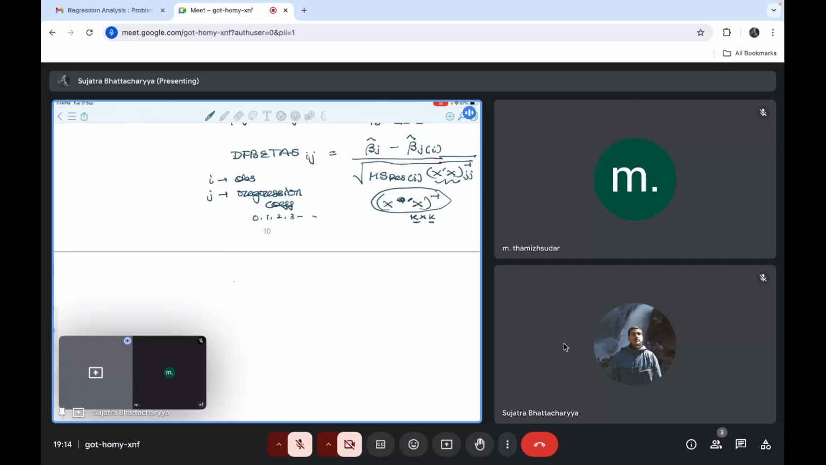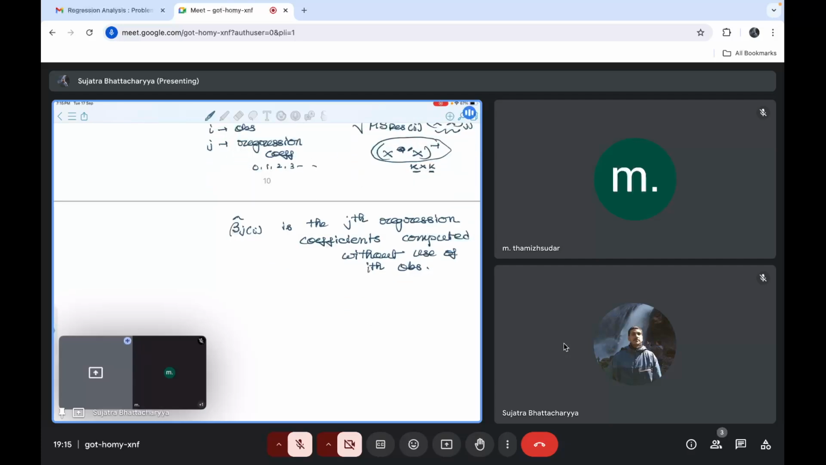Where, let me write completely, beta j of i, this symbol is the jth regression coefficient. Remember, regression coefficient, don't use only beta 1, beta 2, because beta 0 is also there. The coefficient computed without use of the ith observation. Okay, so you can see the bracketed i represents that.